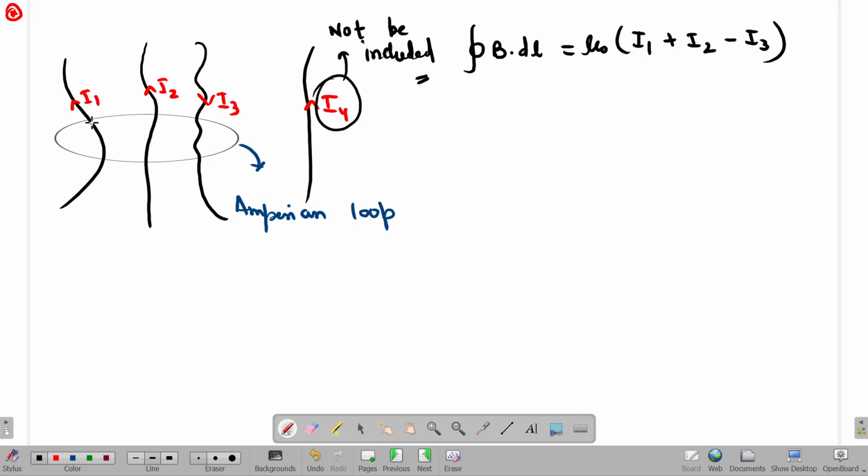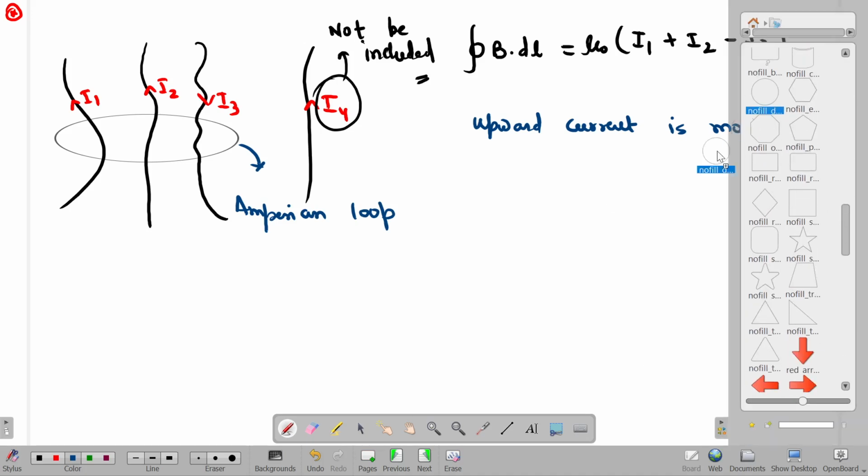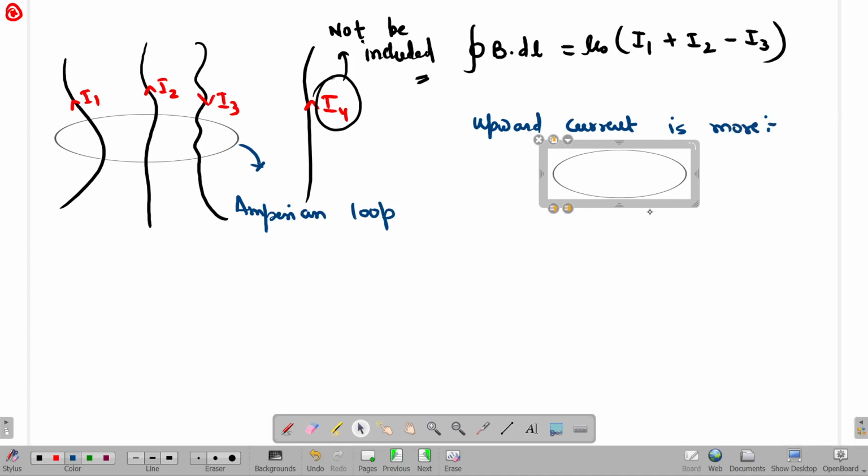So the question arises in a very simple way: where will the magnetic field that is produced be? Then you have to check which amount of current is more. If upward current is more, then remember that for any kind of loop, upward current is always considered positive.